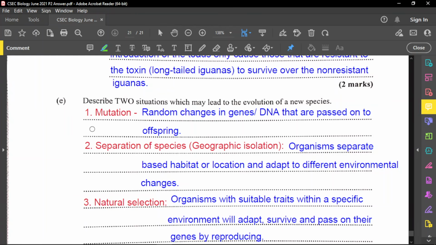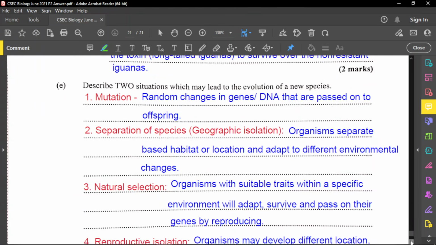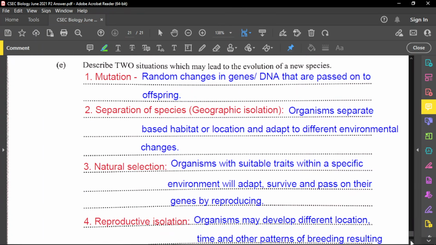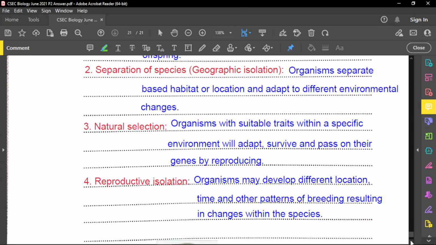All right, and so we have natural selection as well. As we have been through this paper, we see that a lot. And natural selection is when organisms with suitable traits within a specific environment will adapt, survive, and pass their genes by reproducing. And so here we have reproductive isolation as another one. An organism may develop different locations, times, and other patterns of breeding, resulting in changes within the species.